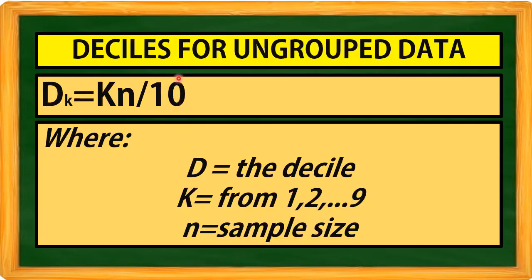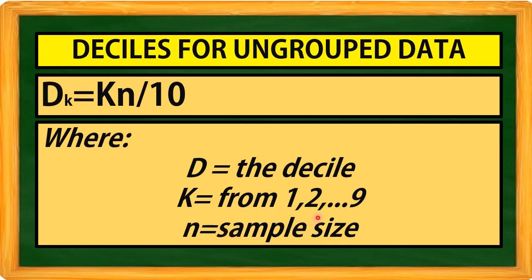Next is the deciles for ungrouped data. Computing the quartile, deciles, and percentile is similar. So, decile or D sub k is equal to k multiplied by n divided by 10, where D is equal to the decile and k is equal to from 1 to 9. And n is equal to the sample size.